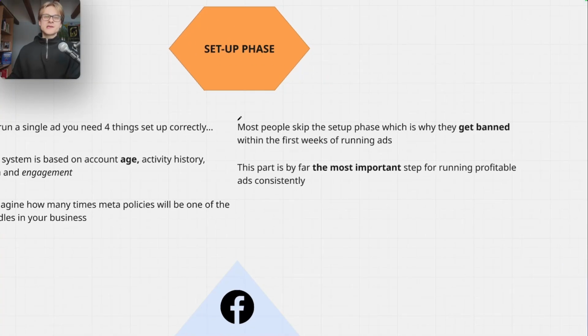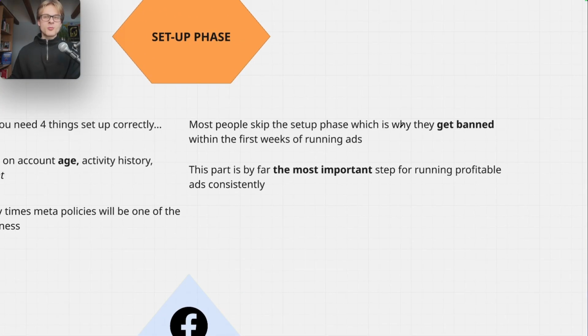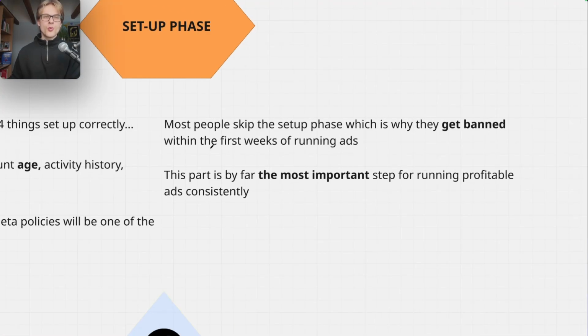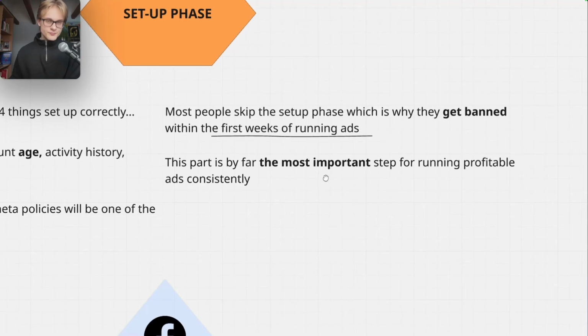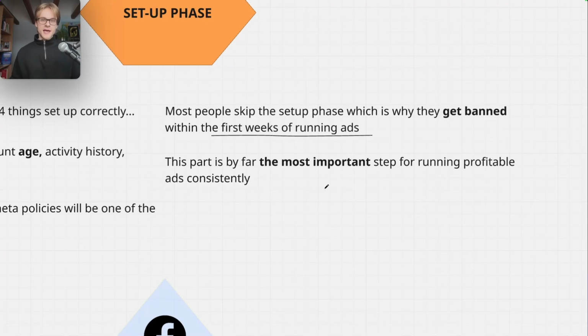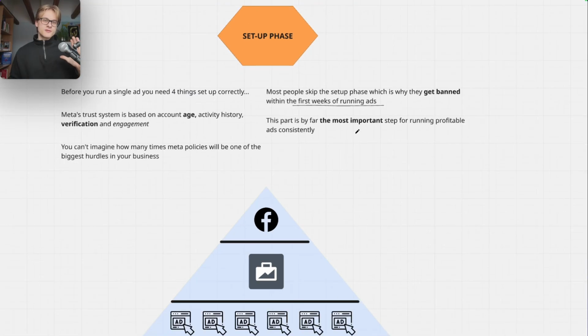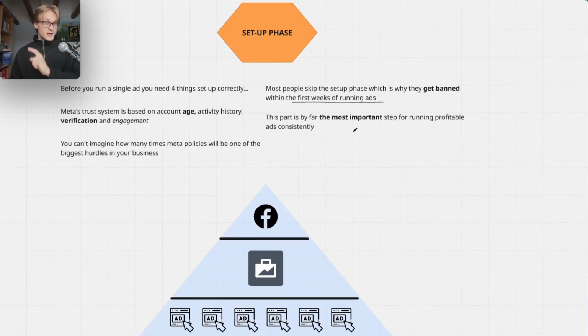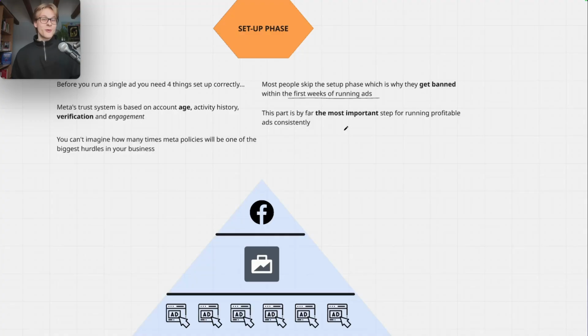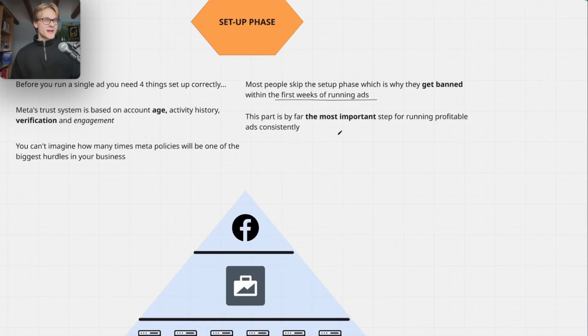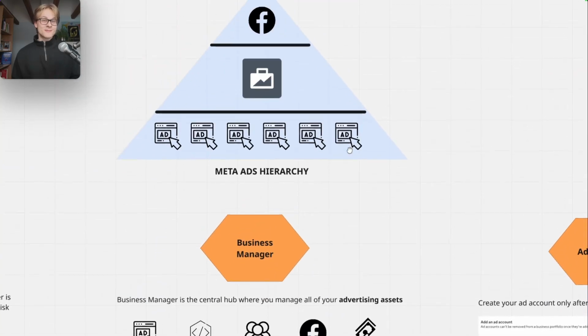Okay. So most people skip the setup phase, which is why they get banned within the first weeks of running ads. This part is by far the most important step. Again, it's so important for running profitable ads consistently. If you already got the setup, you can obviously skip this phase. But I'm revealing some stuff here that you should be aware of. And I don't think you already know this. Like, definitely our clients who had this stuff set up didn't have all of this in place, okay?